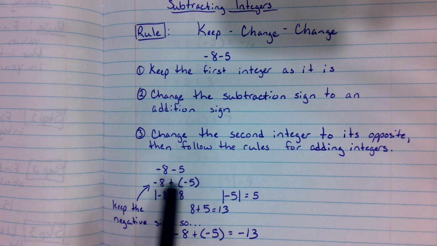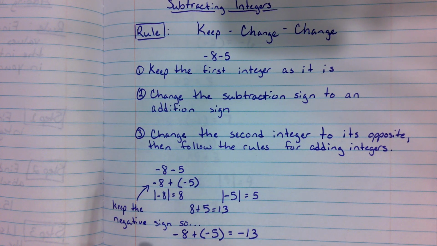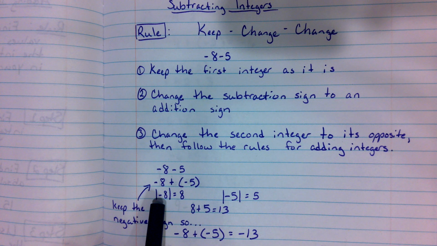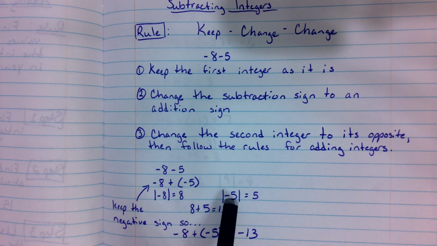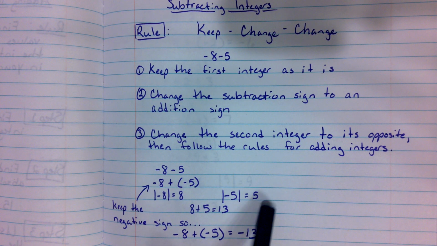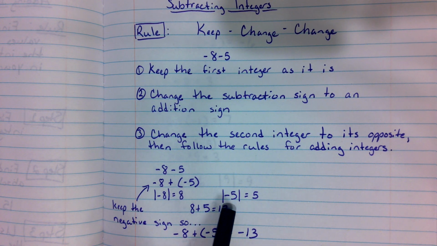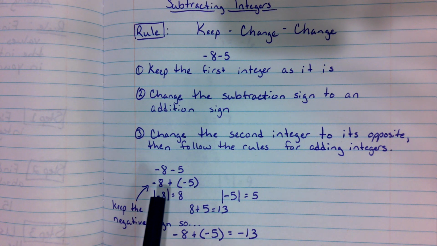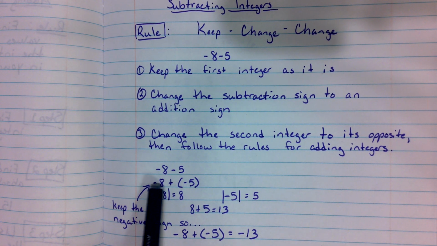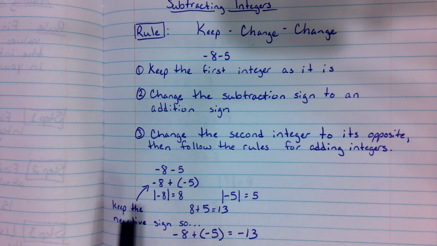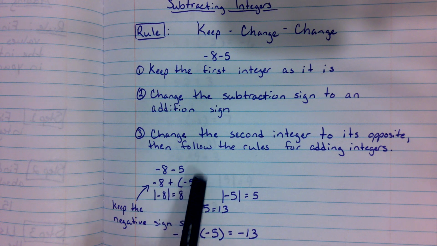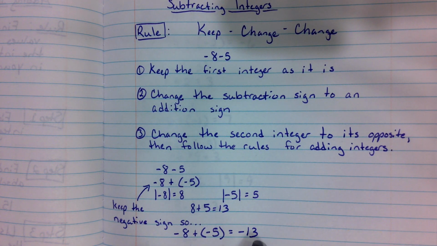And our addition rules tell us to take the absolute value. So the absolute value of -8 is 8, and the absolute value of -5 is 5. Remember, that's just talking about distance, so it's always positive. So we add 8 plus 5 and we get 13. And when we have the same sign, we keep that negative sign because we had negatives. So -8 plus -5 is equal to -13.